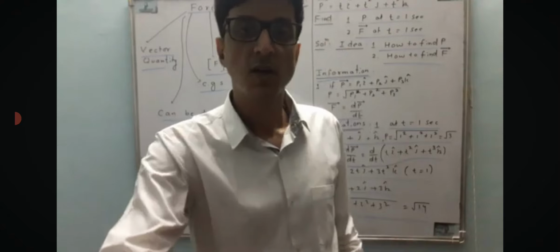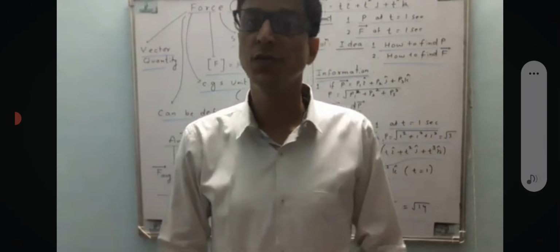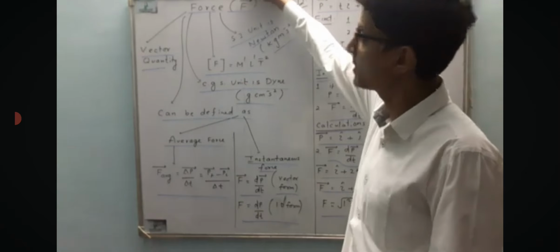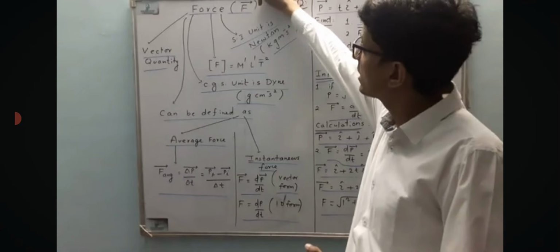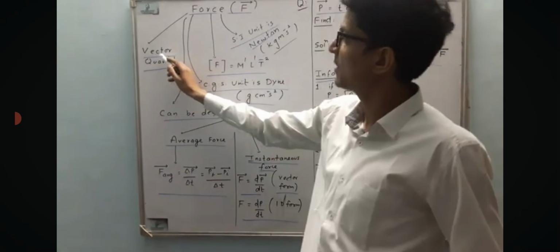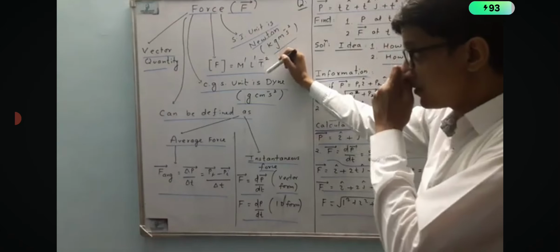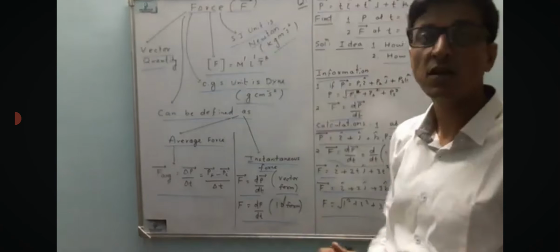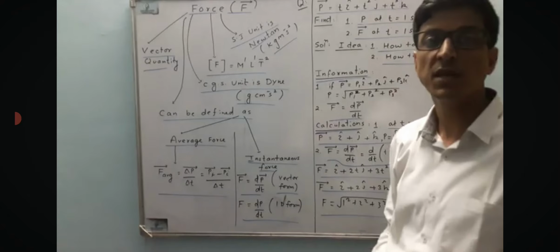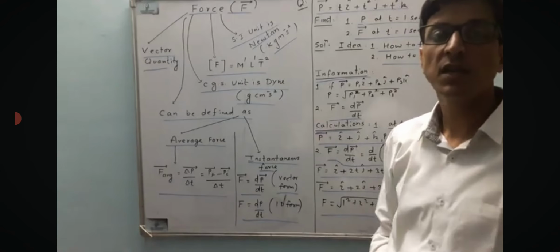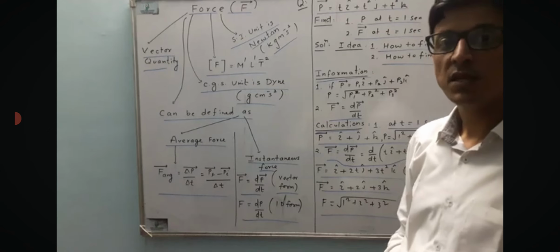Today I will discuss force. Force is represented by the symbol vector F. It is a vector quantity. It has dimensions M^1 L^1 T^-2. It has SI unit Newton or kg meter second^-2, and CGS unit Dyne or gram centimeter second^-2.